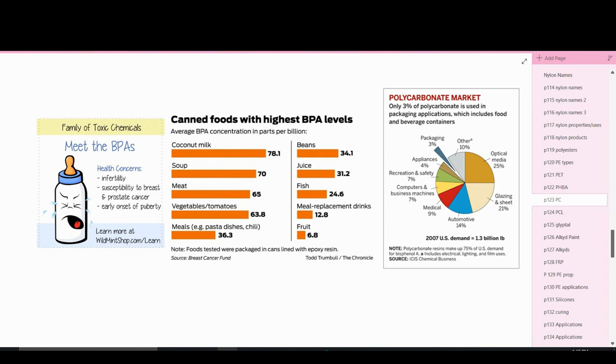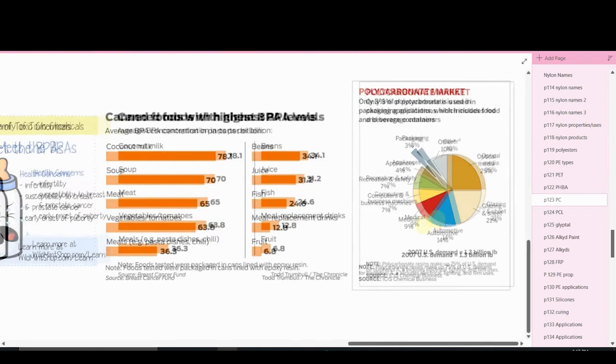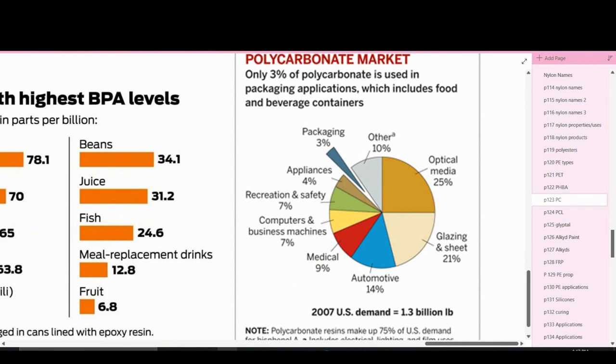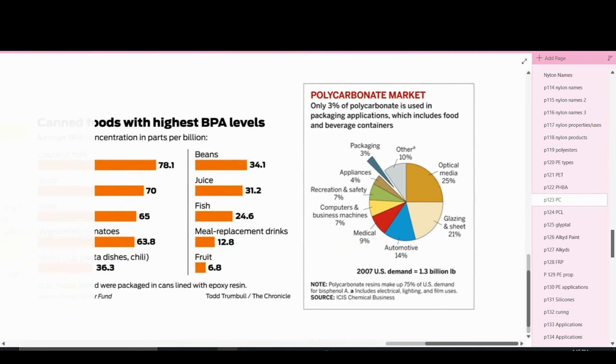Polycarbonate is certainly a wonderful industrial chemical for many applications, but it may not be in fact appropriate for food applications where there's a risk of some of the monomer leaching into the food source. Now, that's it for polyesters.